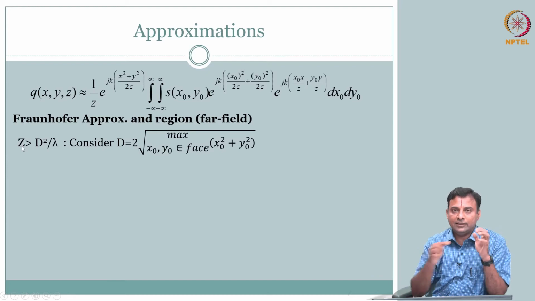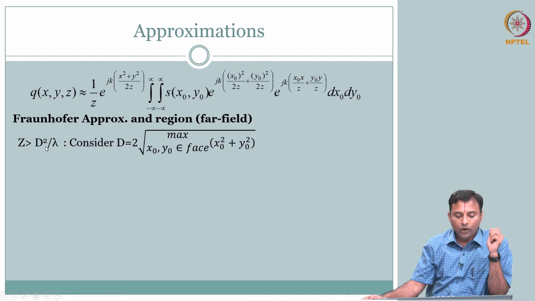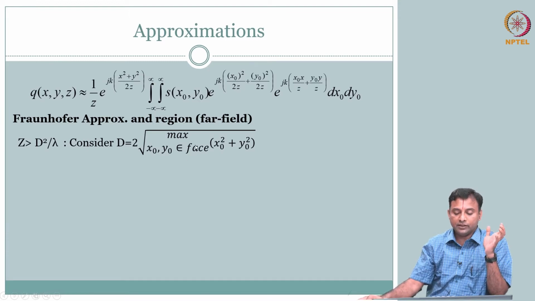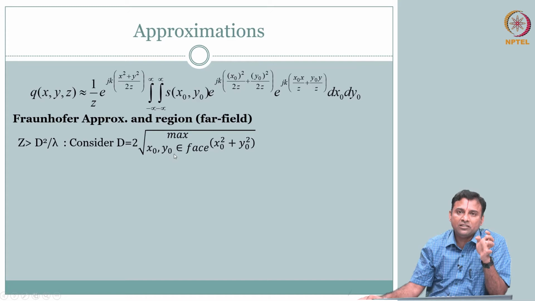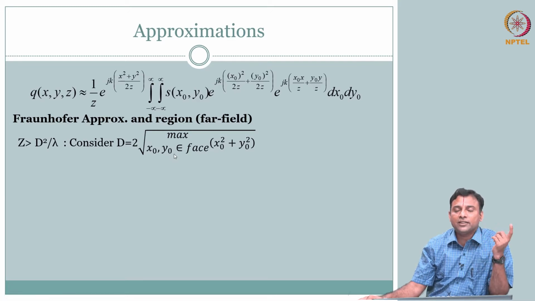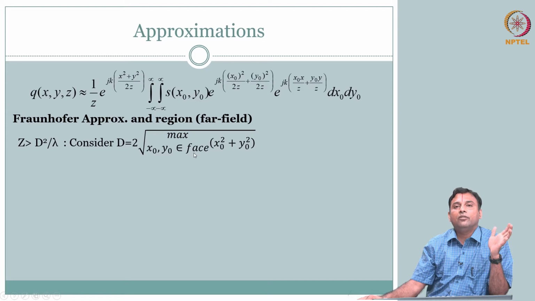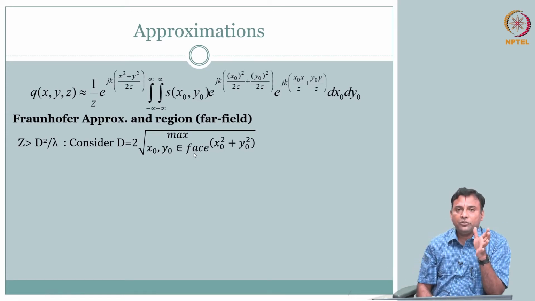So your z, the distance, if it is greater than d square by lambda, okay. What is your d? D is just a dimension. So if it is a circle, for example, then it is the diameter. If it is a rectangle, you could take the largest diameter, right. So here, face, basically this has to do with the dimension of your aperture. Circle is simple, I can just use the diameter. If you have something else, you can still consider it to be the maximum dimension of the face that you are using, the transducer shape, okay.